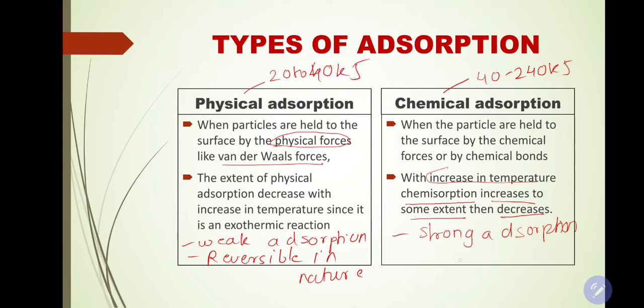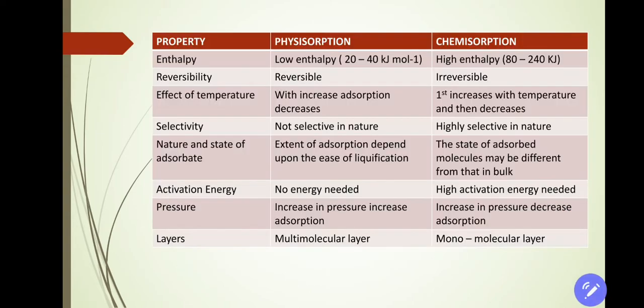Okay, clear? Okay, now let's move to the next type. Now let us see some of the differences between physical adsorption and chemical adsorption. Like enthalpy, as I have already told you, physical adsorption has low enthalpy, from 20 to 40 kilojoules, and chemical adsorption has high enthalpy, that is 80 to 240. Reversibility: physical adsorption is reversible in nature, whereas chemical adsorption is irreversible in nature.